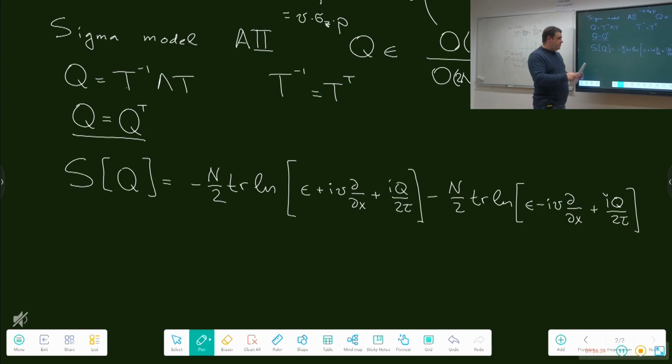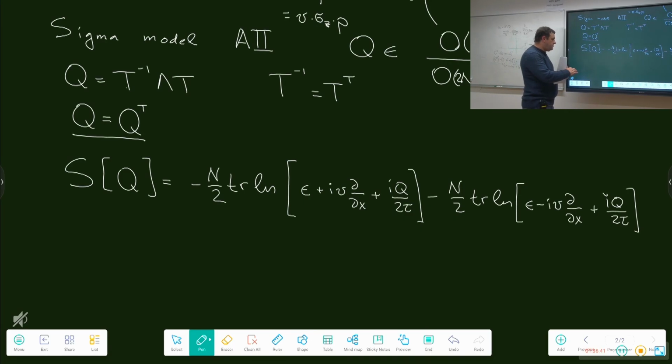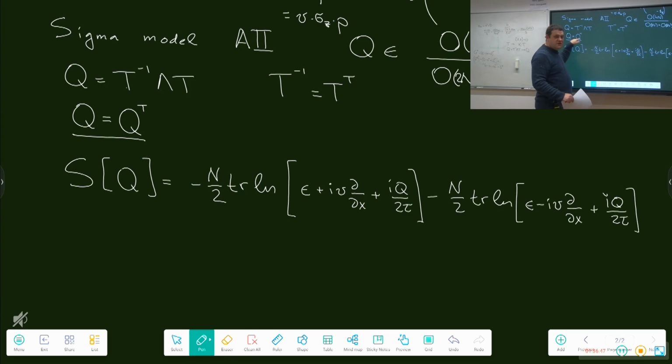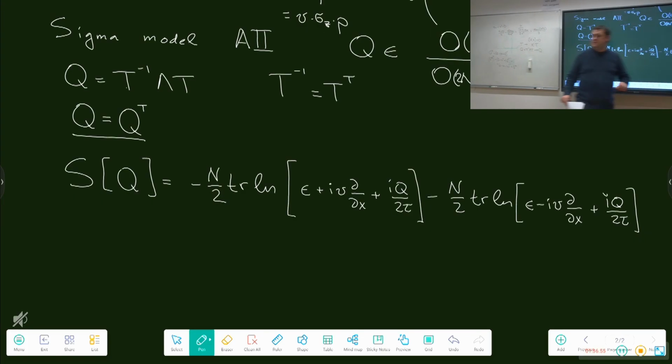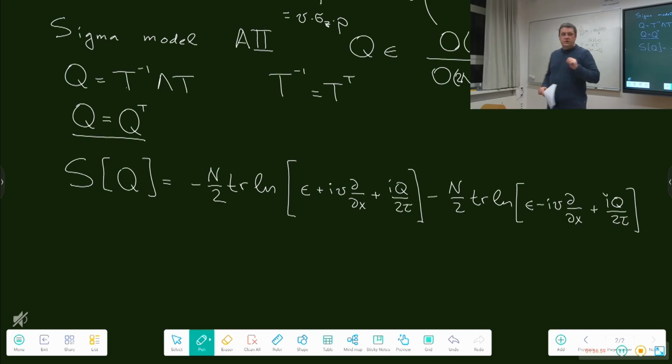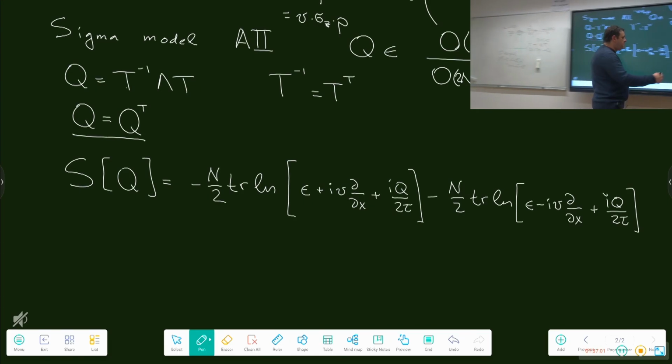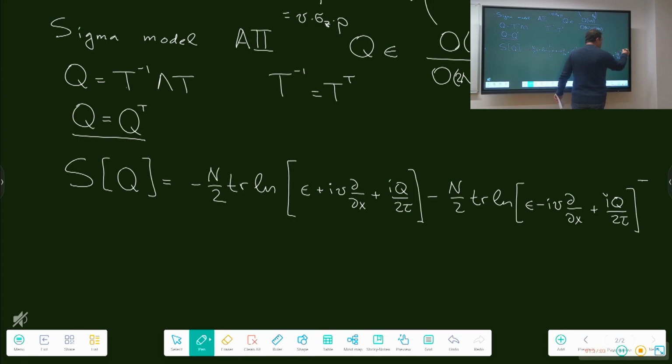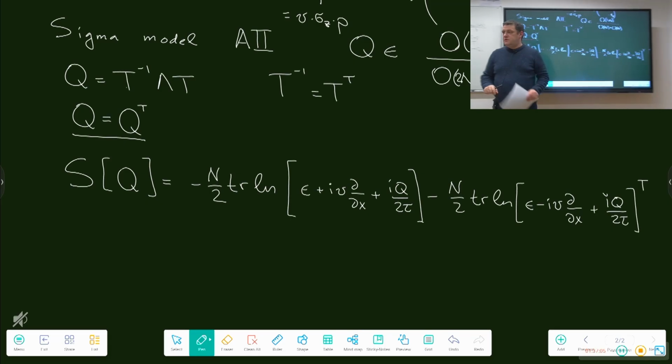There is also one other interesting thing. I will do it right on the board because it's fine. So Q matrix equals Q transpose. They are equal. Let's take this second logarithm and transpose it. Transpose the operator that stays here. What will happen if we transpose this operator?